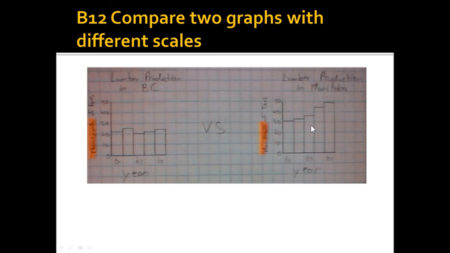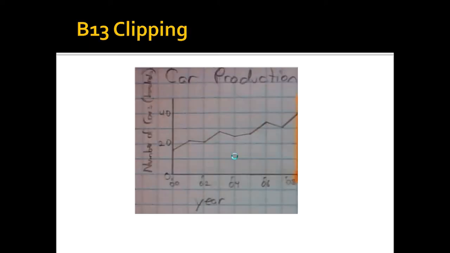Take two graphs and compare them to each other. This one happens to be in thousands of tons, and this one happens to be in hundreds of tons. If you looked at this, you would think, oh, Manitoba is producing more lumber than British Columbia, when that's not at all true, because this is thousands and this is hundreds. If you're comparing two graphs, the units need to be the same.